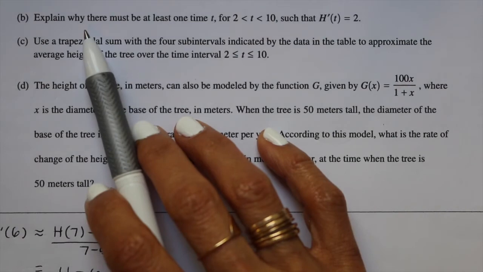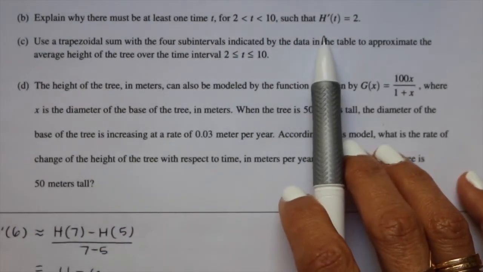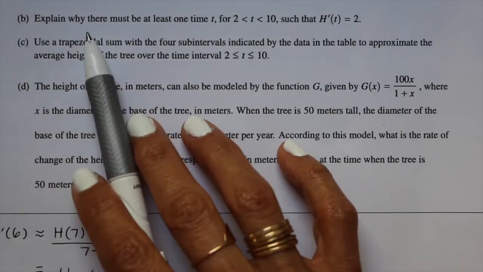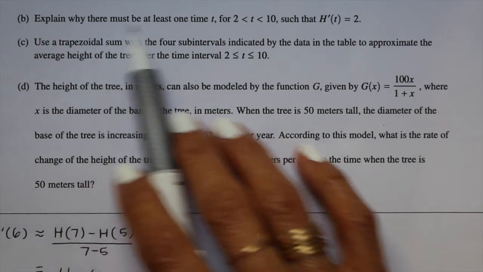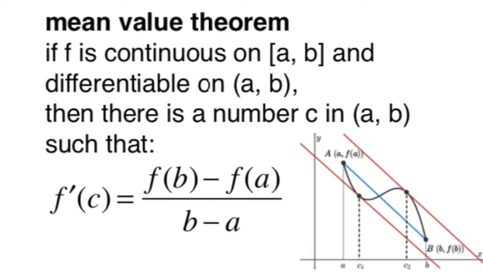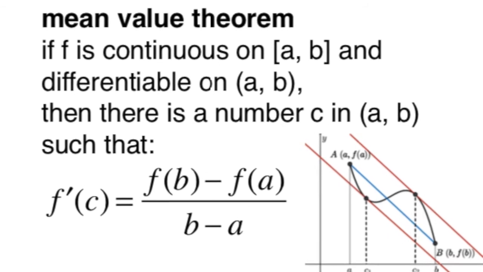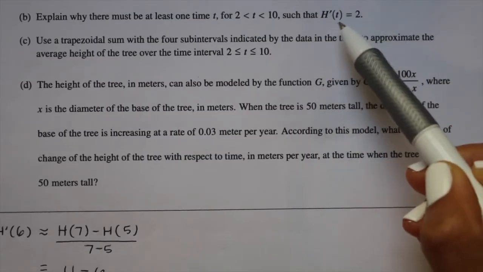Part B says explain why there must be at least one time t between 2 and 10 such that h prime of t is equal to 2. It's important to notice that even though it doesn't specifically say to use the mean value theorem, because of the wording, that's what we're actually supposed to use. And so this would be the f prime of c part.